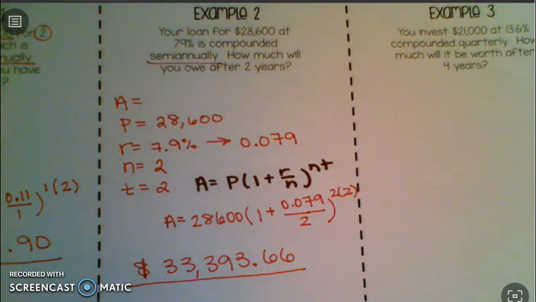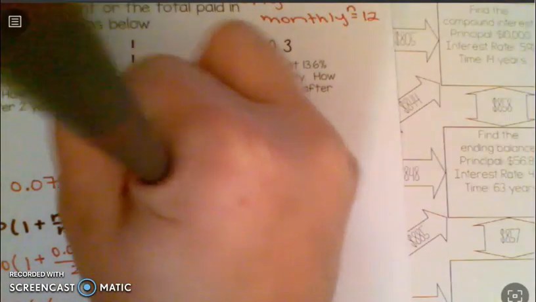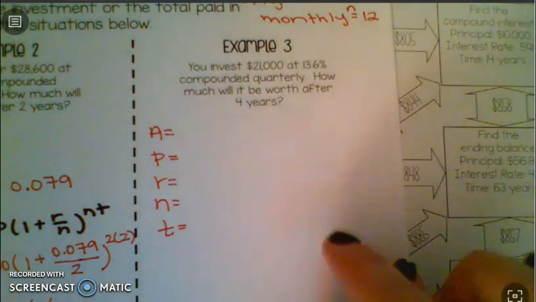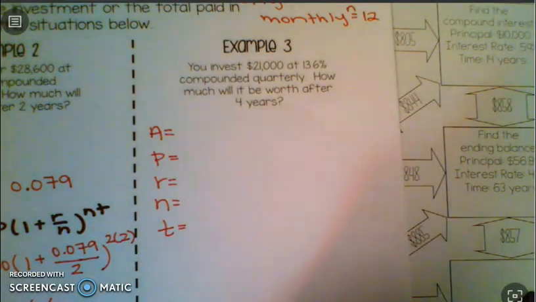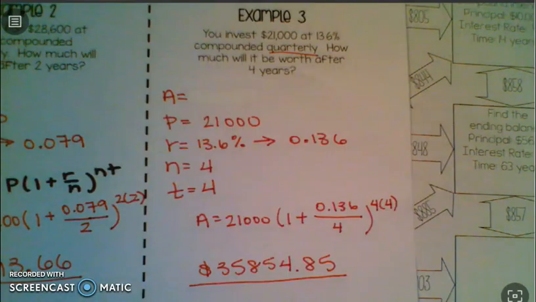Okay, we're going to move on to example 3, but example 3 I want you to do on your own. So let's set it up, and then once you are completely done with it, meaning you've labeled this, you have created your equation, and you've plugged into your calculator. Once you've done all of that, unpause the video so you can check your answer with mine. So this is the work you should have had for example 3. Your final answer is $35,854.85.